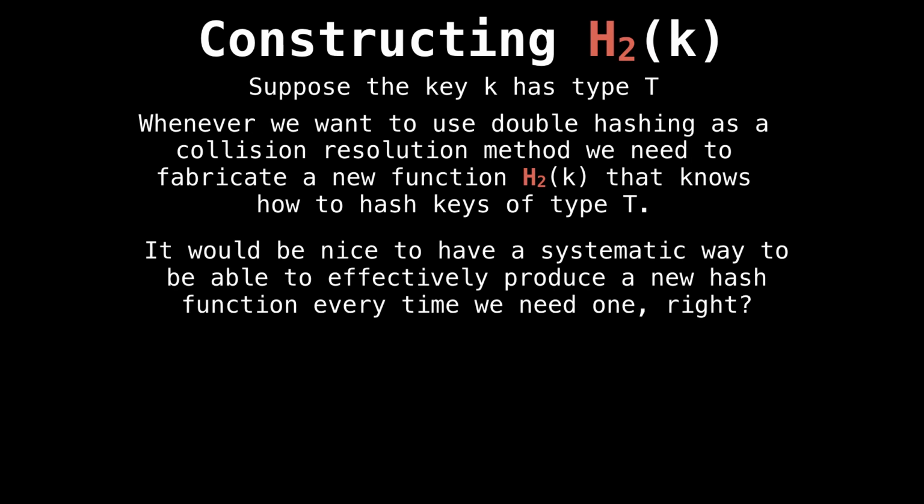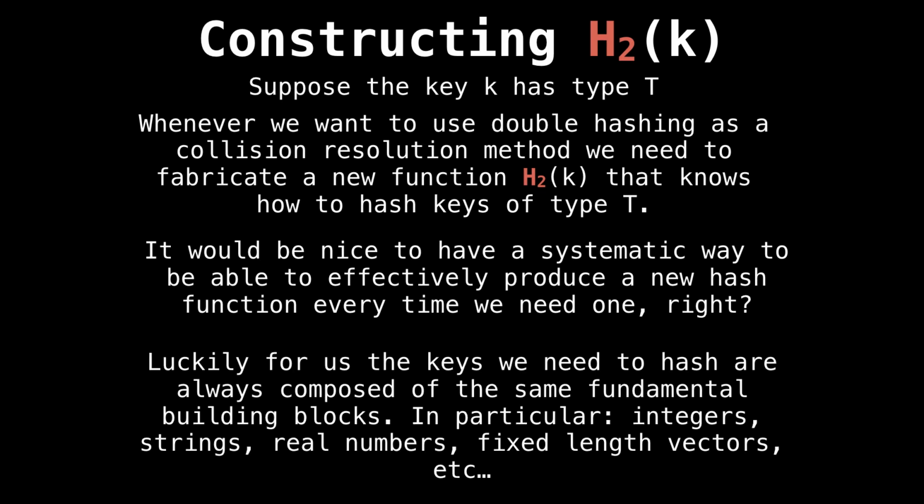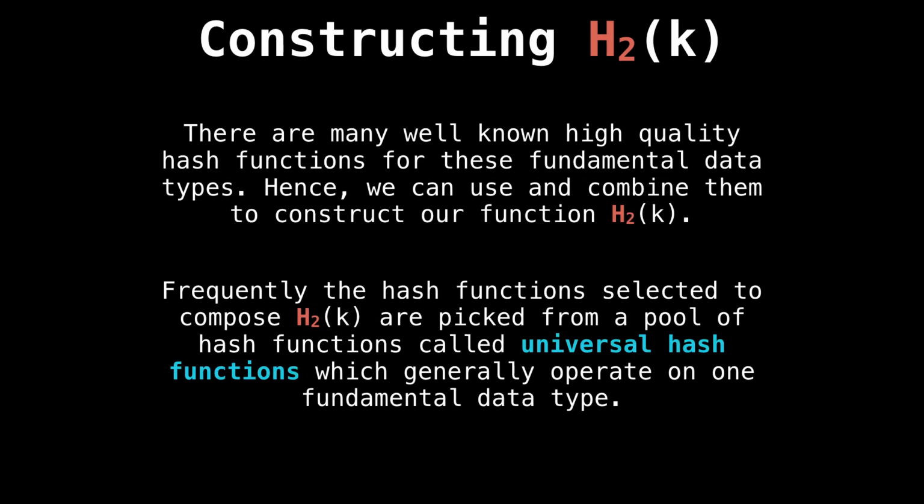So it would be really nice if we had a systematic way of generating these new hash functions every time we need one, right? Because we might be dealing with multiple different data types of type T. Luckily for us in computer science, almost every object we ever create is constructed of the same fundamental building blocks, in particular integers, strings, real numbers, fixed length vectors, and so on. So we can use this to our advantage.